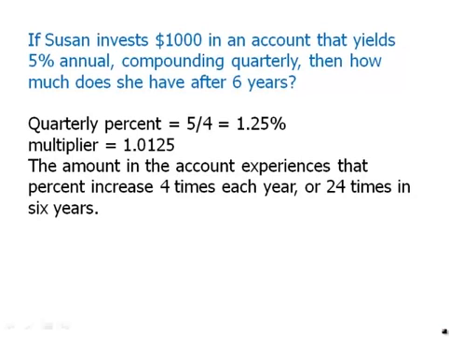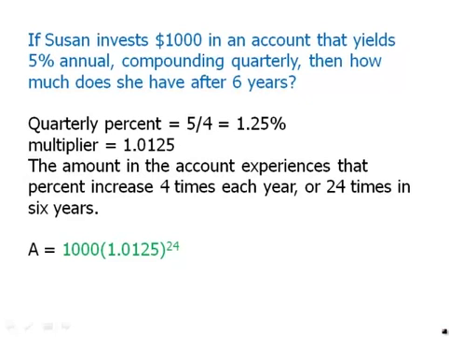The amount in the account experiences that percent increase 4 times each year, or 24 times in 6 years. So we're multiplying by that multiplier 24 times. So the final amount will be the principal, $1,000, times that multiplier to the power of 24. Okay, so that's the expression. And again, if the problem is simply looking for building the correct formula, that's the correct formula.